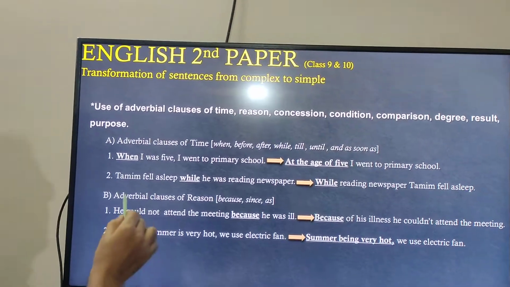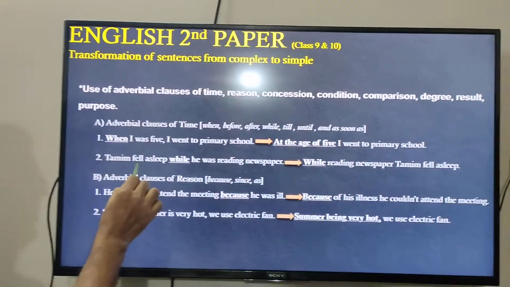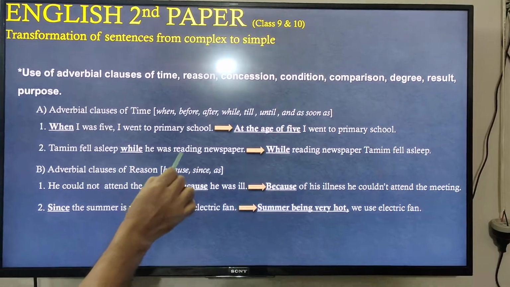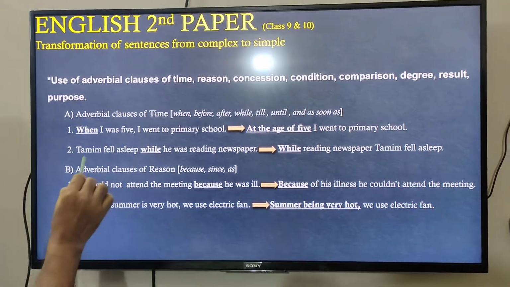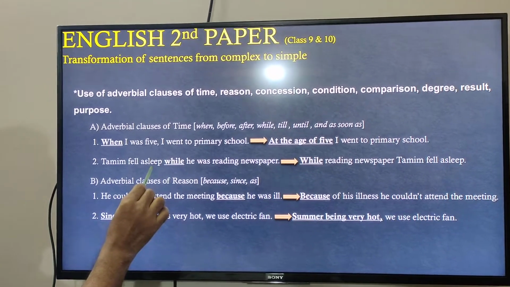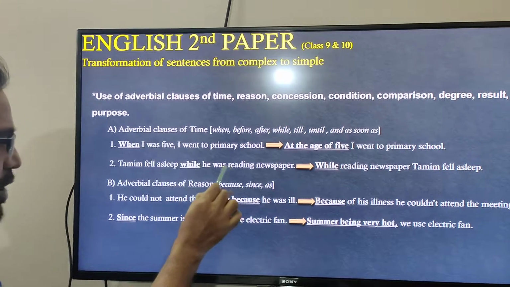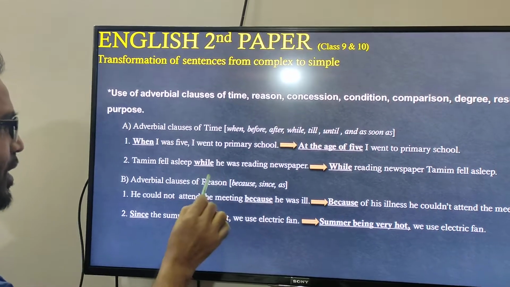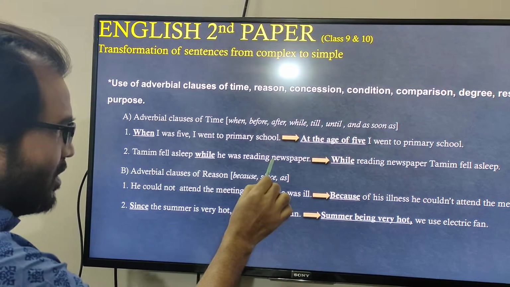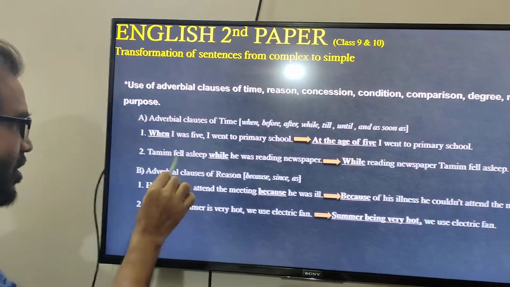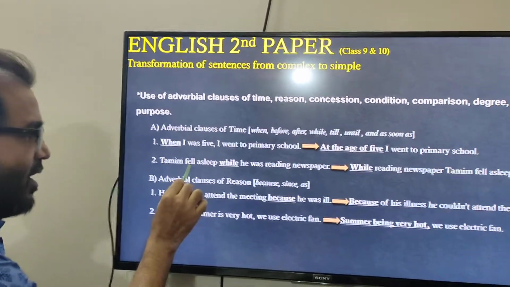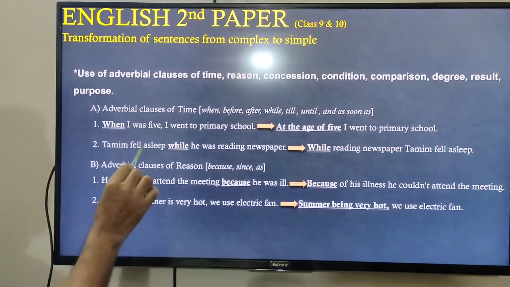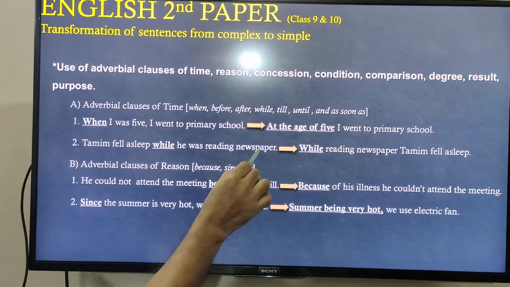Let us see the second example. Tamim fell asleep while he was reading the newspaper. Tamim fell asleep is the principal clause. While he was reading the newspaper is the subordinate adverbial time clause. This time clause qualifies the action of the verb fell asleep. When did Tamim fall asleep? While he was reading the newspaper.